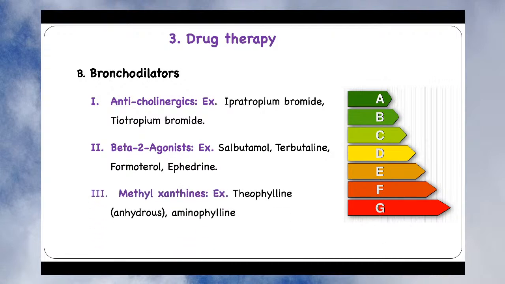And the last category is methylxanthine. We'll see their action in detail in the next lecture. For now, just remember that belonging to the class of methylxanthine, the examples are theophylline and aminophylline. Both are very good bronchodilators which are used in the treatment of asthma. So to summarize, the anti-asthmatic drugs are broadly classified into two categories: anti-inflammatory and bronchodilators. If you can achieve this action, you can control all the symptoms of asthma.